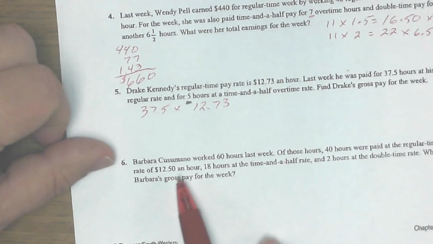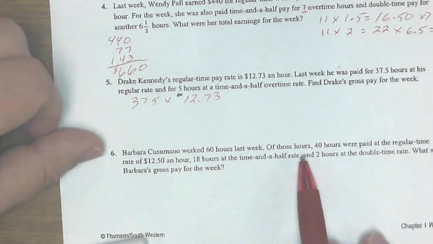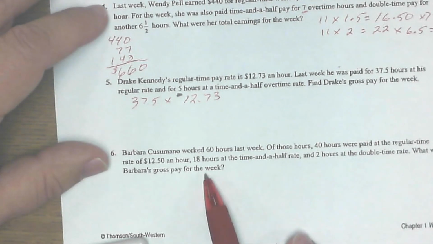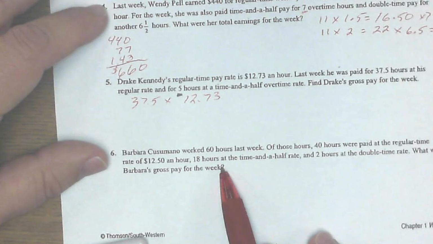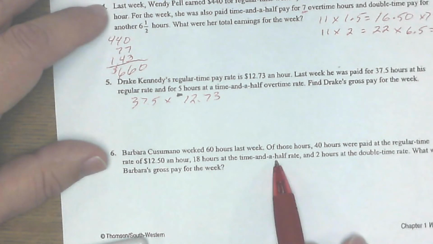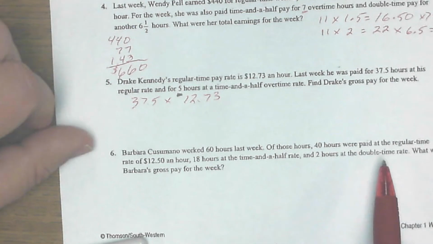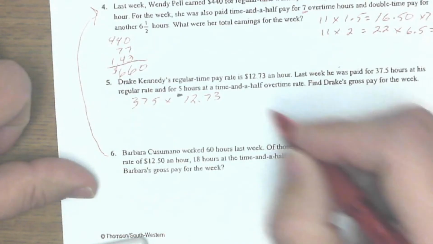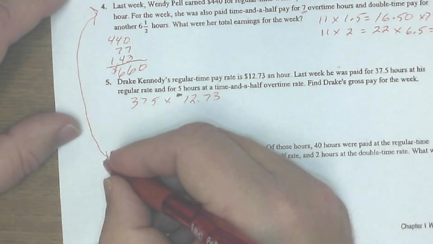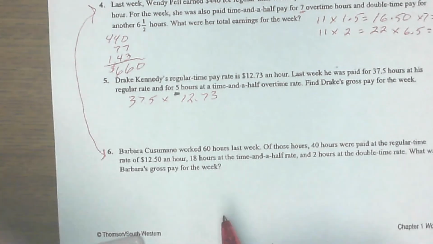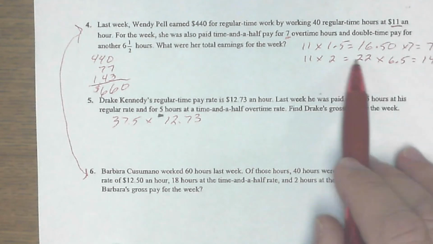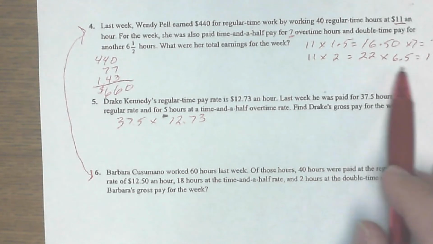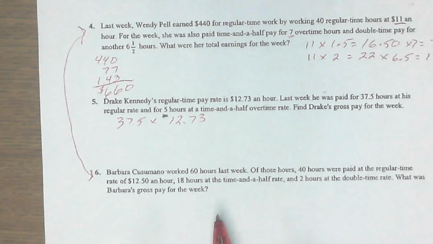And then number 6, Barbara worked 60 hours last week. 40 of those were at regular time, $12.50 an hour. 18 hours were at time and a half, and 2 hours at double time. So number 6 is just like number 4. Just different amounts, but still just change the numbers on the formula here, and that'll get you your gross pay for Barbara for the week.